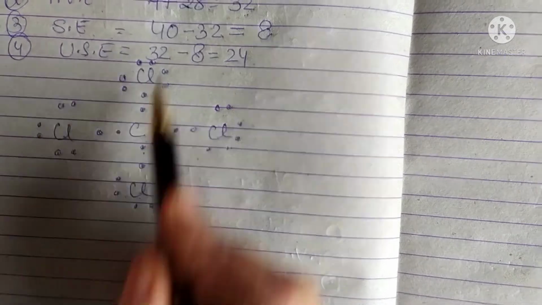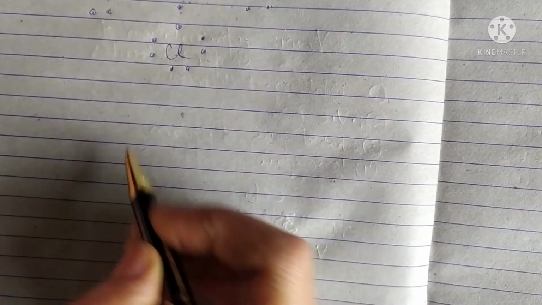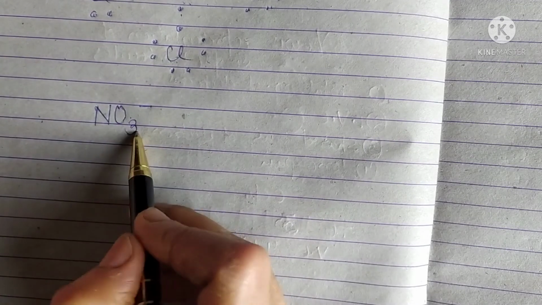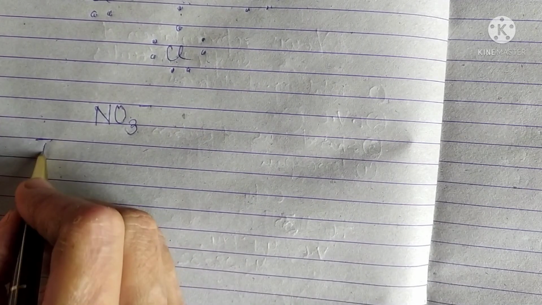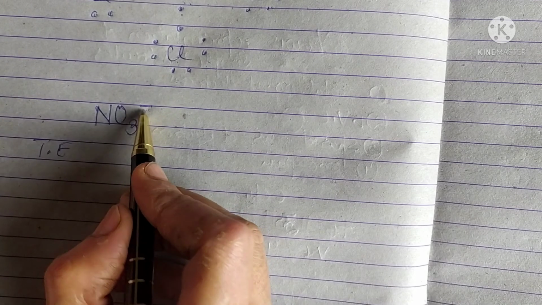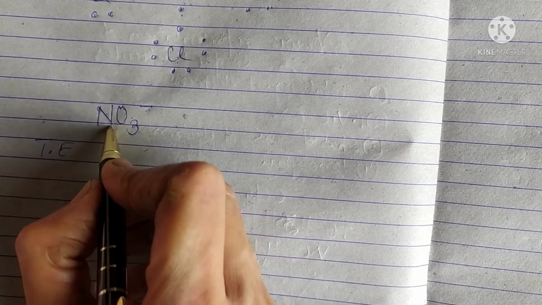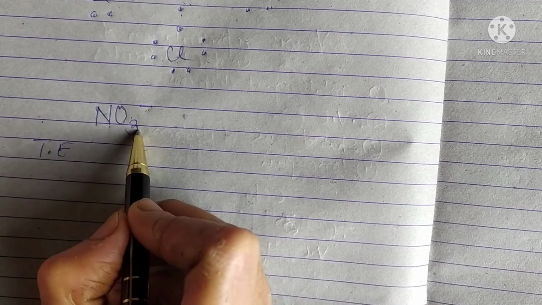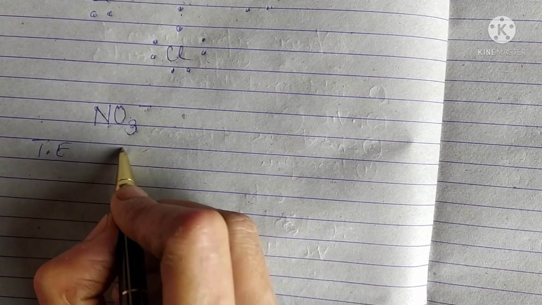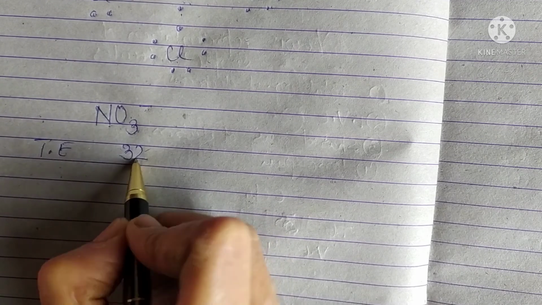Similarly, let us take the example of the nitrate ion. While counting the total number of electrons, we have to add 1 electron, because the negative charge means it has accepted 1 electron. The total number of electrons: there are actually 4 atoms, so 4 eights are 32. So 32 electrons should be there.